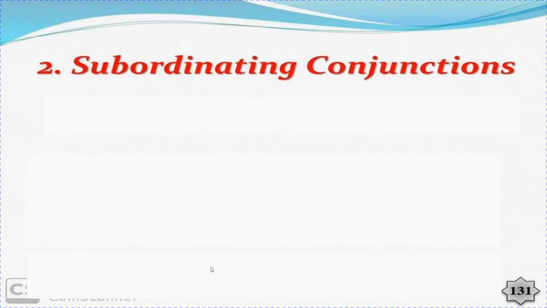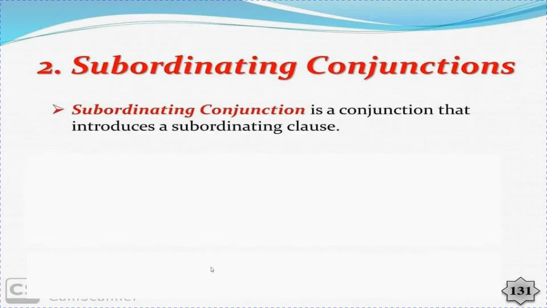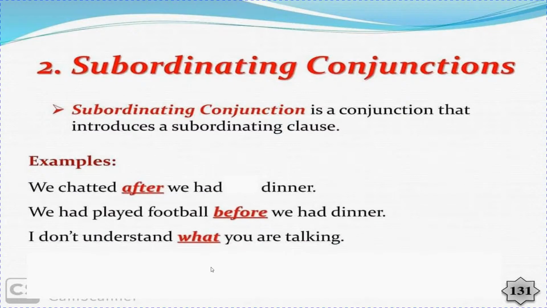Now, next one is, children, subordinating conjunction. What is a subordinating conjunction? It is a conjunction that introduces a subordinating clause. See, for example, we chatted after we had dinner. We had played football before we had dinner. I don't understand what you are talking about.